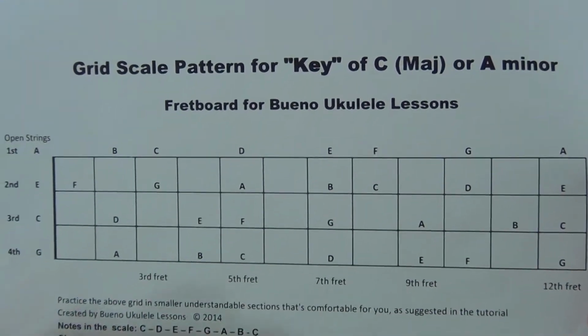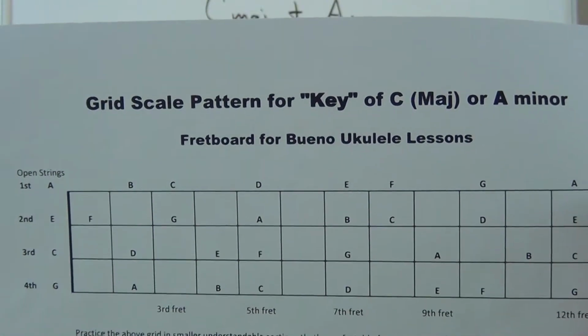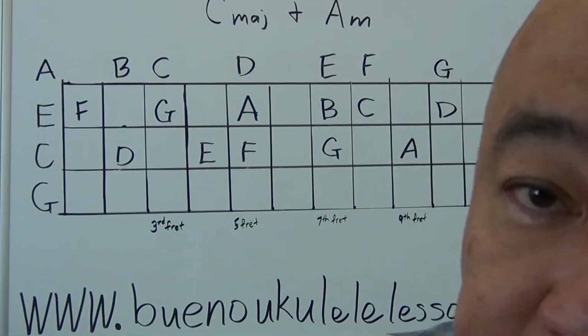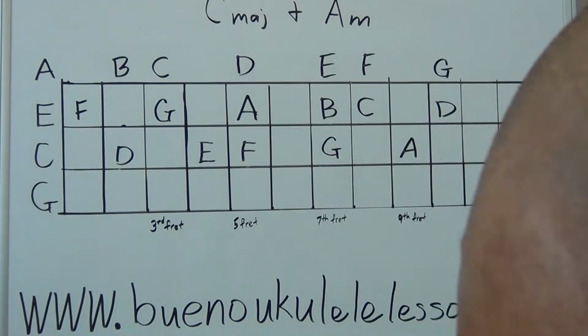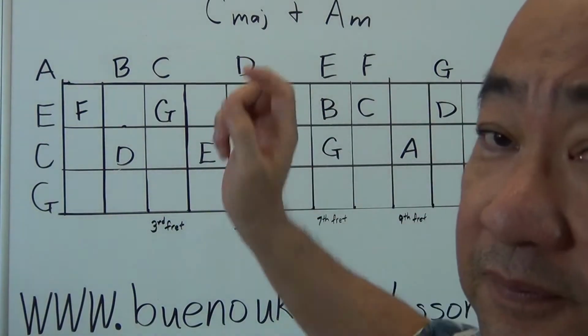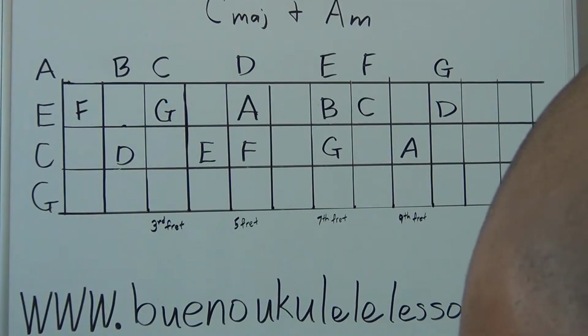Okay, so you got your paper. I want you to refer to this paper, okay? Not necessarily the board behind me, but refer to the paper as we follow along with the lessons. In this particular lesson, we're going to talk about the grid. The grid is kind of a made-up name that I came up with to show the notes that are possible to play in the key of C major or A minor. But just to keep it simple, I'm going to just refer to C major. But keep in mind that you can also use it for the key of A minor.